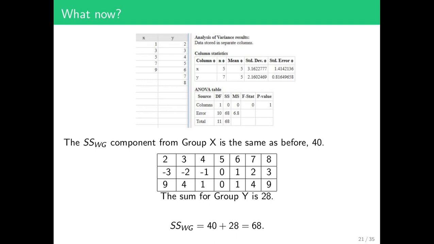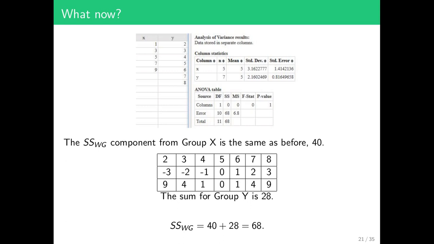So what now? Well, you can actually ask StatCrunch to do this for you, and then just follow along and see if you agree with StatCrunch. The sum of squares within group component from group X is the same as before, and since we already calculated that, you should remember it is 40, or just go back and look in the notes.